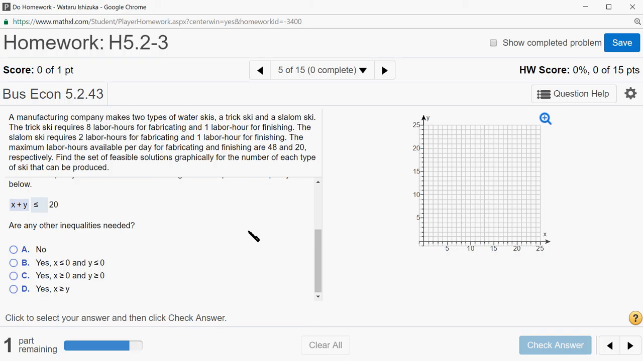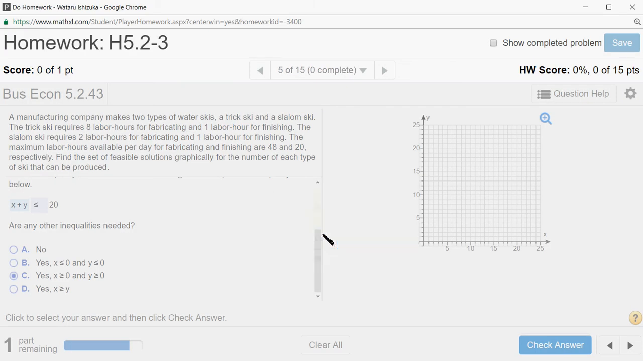Just to be realistic, we don't want to talk about negative hours, or a negative number of skis. So we want to say yes, x is greater than or equal to 0, and y is greater than or equal to 0. So we would want to have non-negative constraints. Check that. All right, we got that.